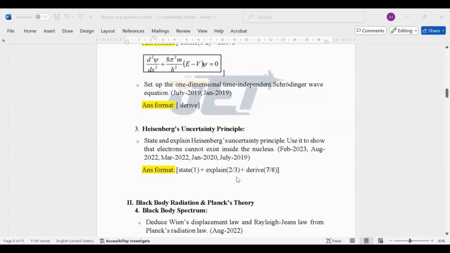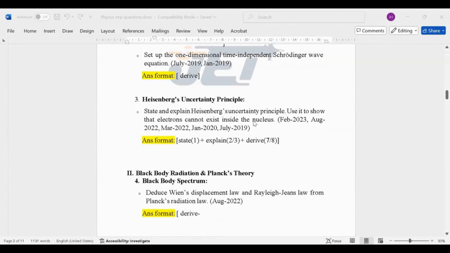Now moving on to Heisenberg's uncertainty principle. So the first question: state and explain Heisenberg's uncertainty principle. Use it to show that electrons cannot exist inside the nucleus. I think this is the most important question. You can see how many years it has been repeated.